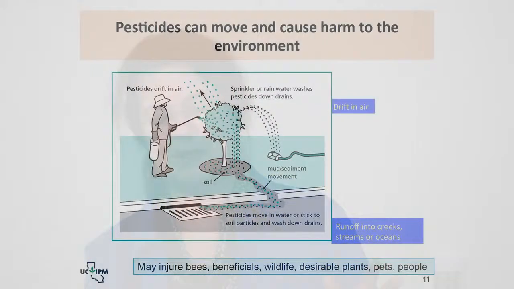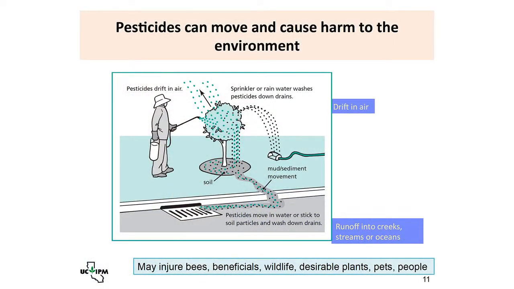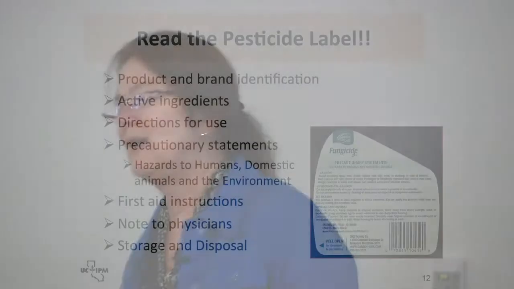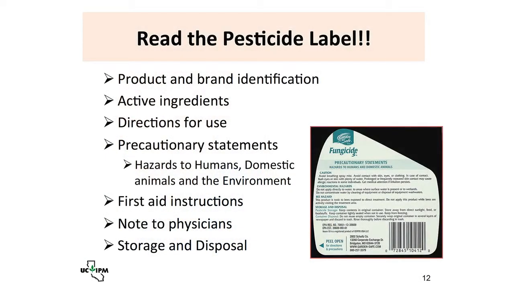Pesticides can move in the environment. So you think you've done a good job of applying them, but some of it always sort of blows away in the air. Some of it will run off, particularly if there's sprinkler irrigation soon after, and as we know, it can get into our creeks and rivers that way, and oceans. So it's really important to read the pesticide label. It's got really important information on it.